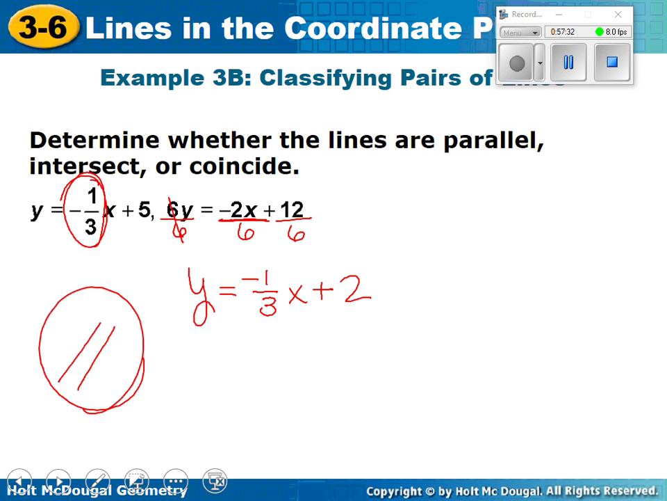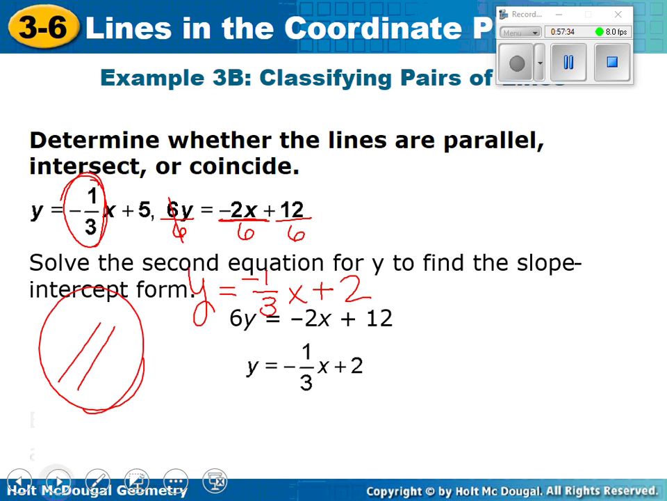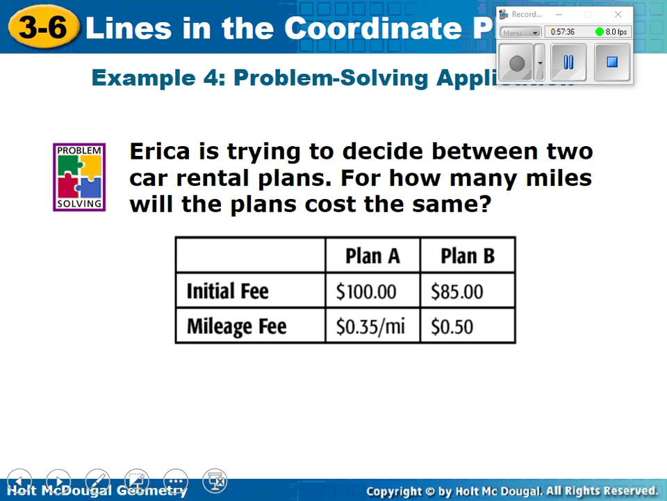All right, last example is an application problem. So there is a typo, by the way, right here in the chart. This should say 50 cents per mile. So please add that in your notes.